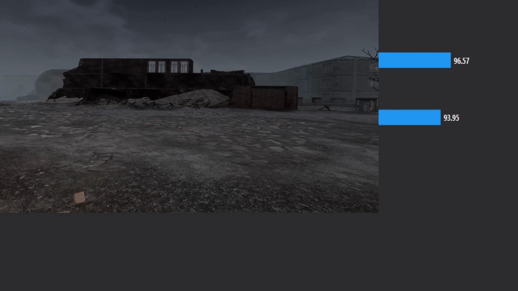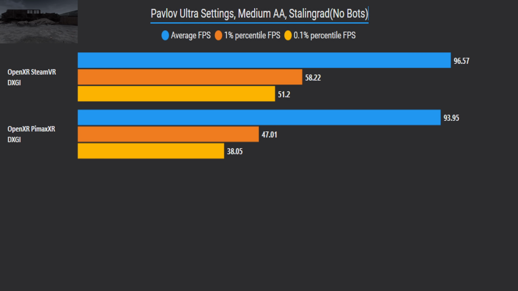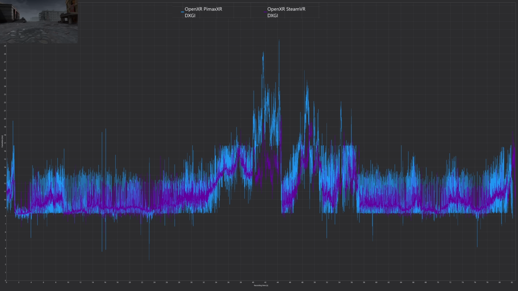And last up is Pavlov, tested with ultra settings, but medium AA and no quad views on Stalingrad. In this case, SteamVR just beats PimaxXR all around. Average FPS is only 2.8% better, but the 1% and 0.1% lows have a huge improvement of 23.8 and 34.6% better respectively. The second biggest margins after MSFS, where PimaxXR had a brutal domination with DX11. The frame time plot is exactly what you expect at this point, so we don't have to dwell on it for long. Let's move on.